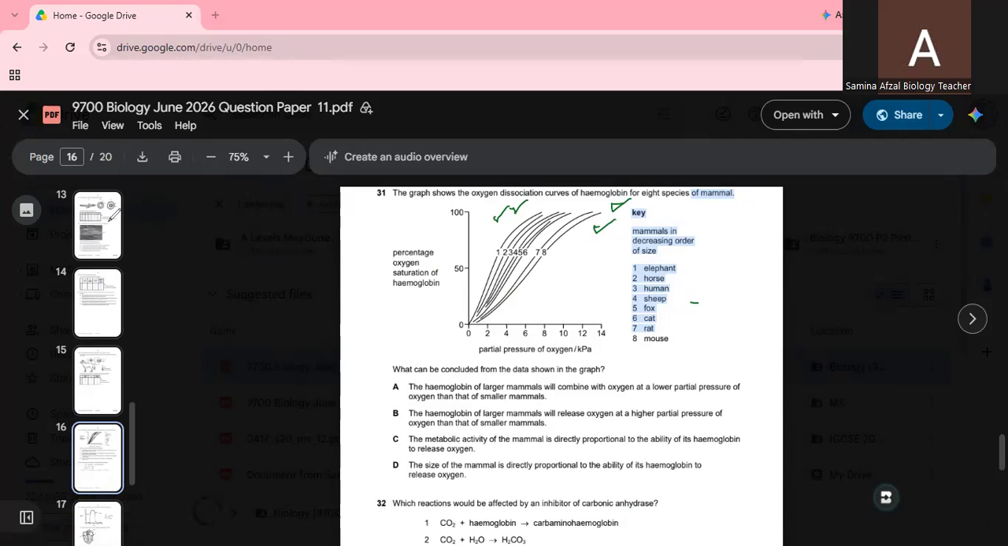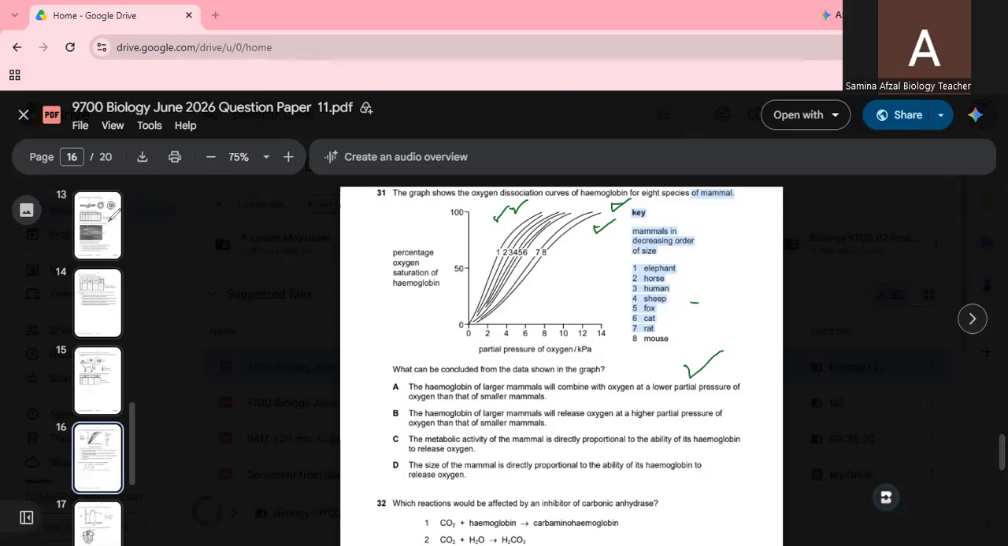So according to this I would like to go with A, which is the correct option, because the hemoglobin of larger animals combines with oxygen and attains saturation at a lower partial pressure of oxygen than that of the smaller animal. So this statement is correct. So statement B is not correct because A is correct. So B is larger mammals.